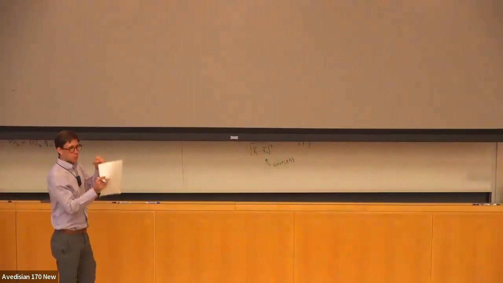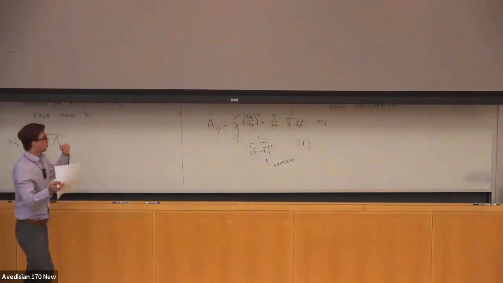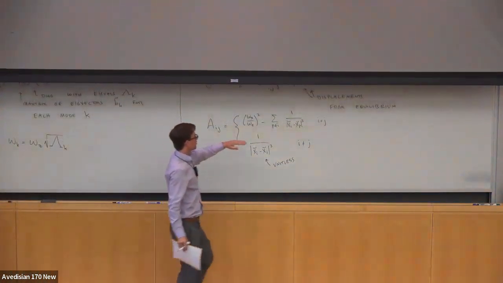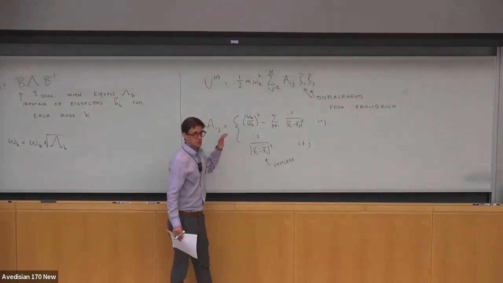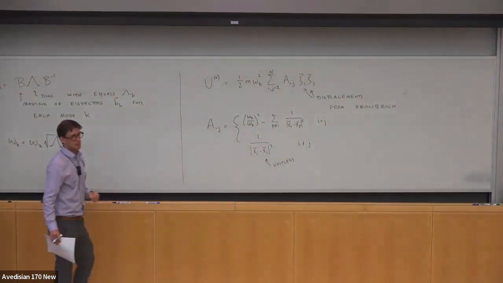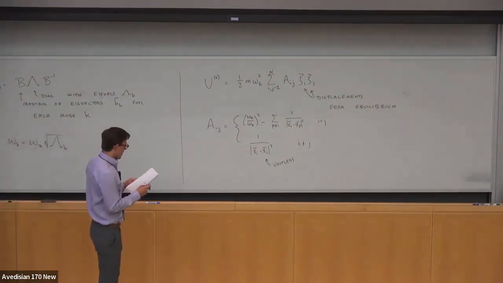Yeah, so all of the potential stuff says once you have a potential, you have a set of equilibrium positions. Once you know the equilibrium positions, those are what go into this matrix here. And so when you diagonalize that matrix with different equilibrium positions, you get different results. So the A matrix changes after that. That's right.